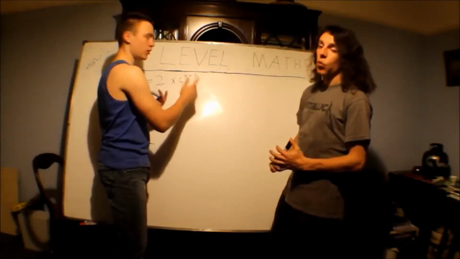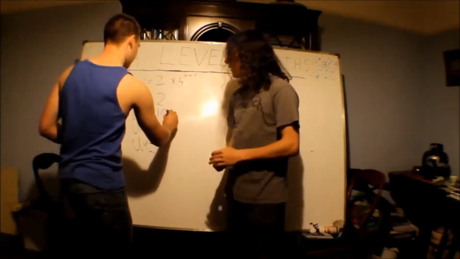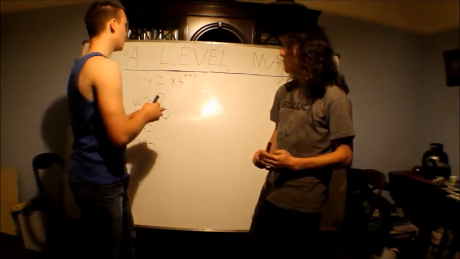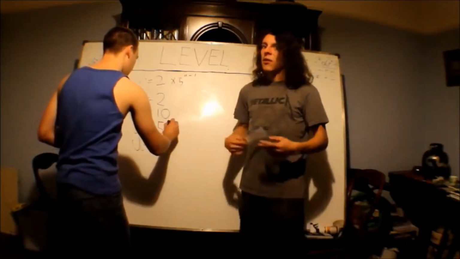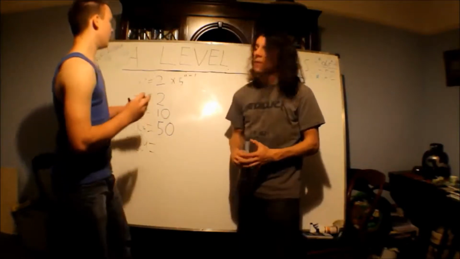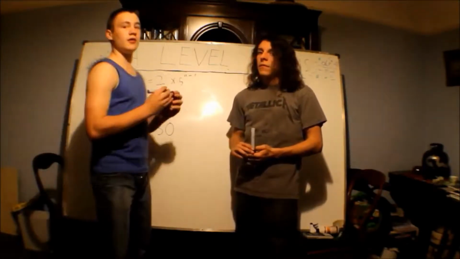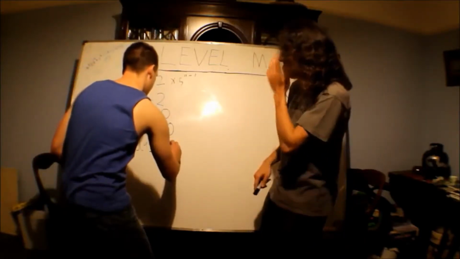2 minus 1 is 1. 5 to the 1 is 5, times 2 is 10. And we do this again. So then put the 3 in. 3 minus 1 is 2. 5 squared is 25, times 2 is 50. It's a bit sloggy really, but it's okay. And 5 to the 3, because it's 4 minus 1, so 5 cubed is 125, times 2 is 250.